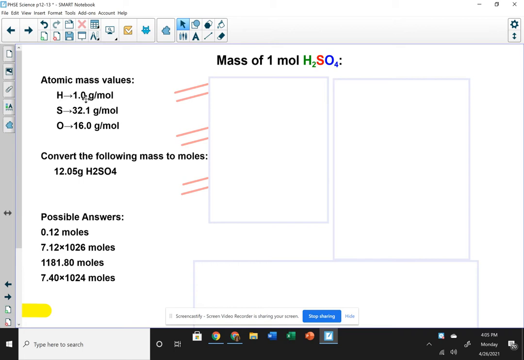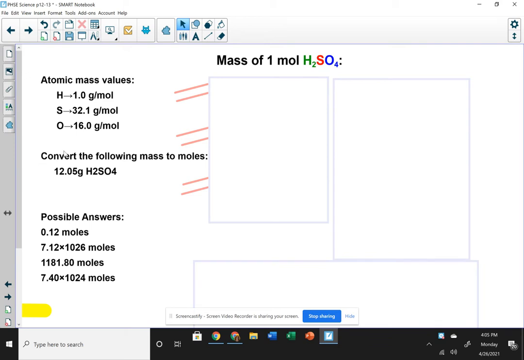So they tell you the atomic mass values, these are the number of grams in 1 mole. Hydrogen is 1 gram per mole, and that's from the periodic table. That's the atomic mass units of hydrogen. For sulfur, it's 32.1 grams per mole, and for oxygen, it's 16.0 grams per mole. And those are all of the atoms that are in H2SO4, or sulfuric acid.